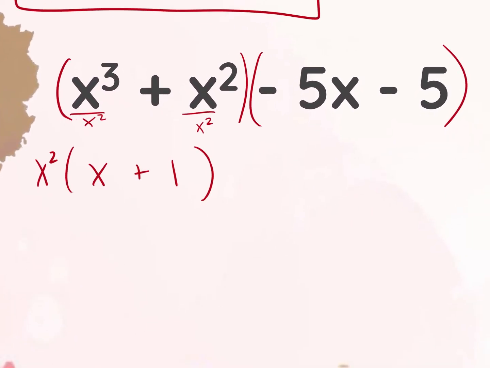Now looking at my second grouping here, what is my greatest common factor? Negative 5. So I want to take out a negative 5 here. What am I left with when I divide out a negative 5?